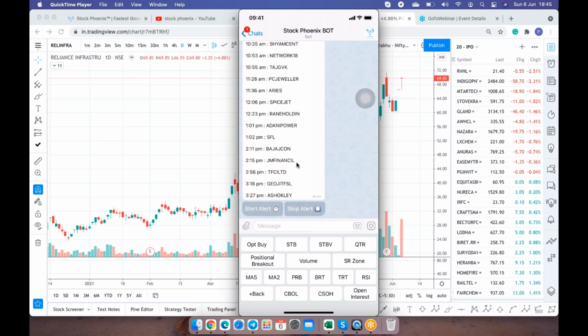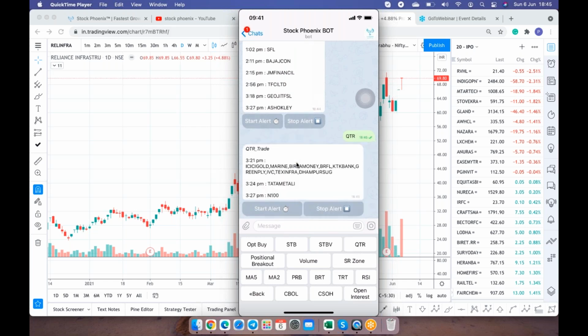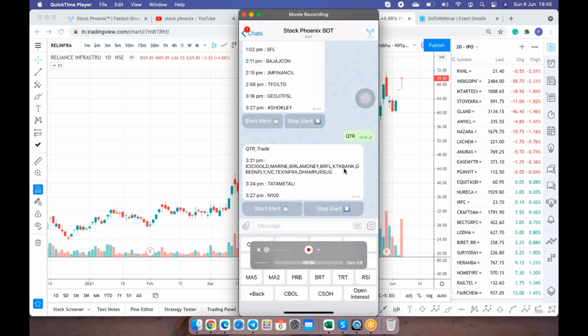Next is QTR. This is a new feature that we have implemented recently. It is a quick trend reversal. This basically captures the stocks where a quick reversal is happening. If you could see, we all made a good amount of profits in Kotak Bank on Friday. That was also pulled by this particular bot only.